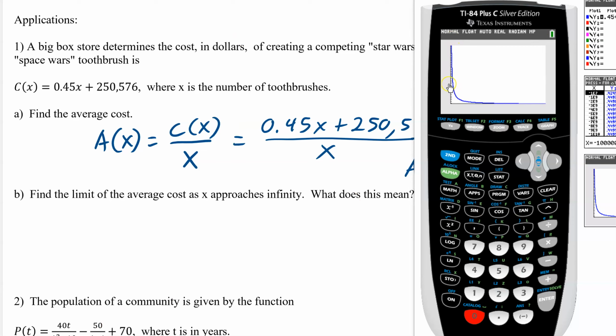And there you can see our average cost is decreasing, which makes sense because as you make more toothbrushes, it's going to cost you less to make each toothbrush. So if I hit trace and I plug in 6 zeros, make sure I'm right, 1, 2, 3, 4, 5, and I hit enter, it says my average cost is 70 cents. So 1,000,000 toothbrushes would cost me 70 cents a toothbrush. That's what it means. All right?